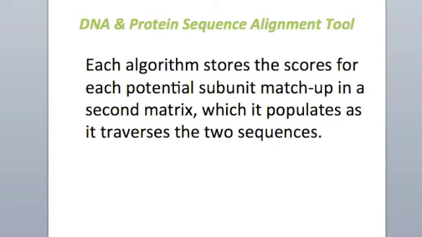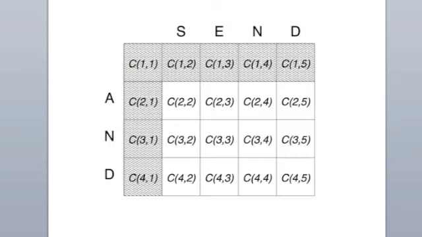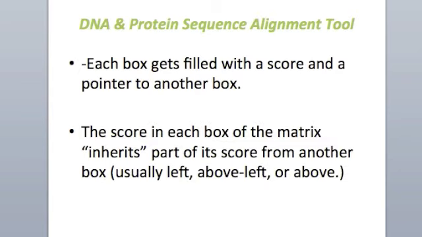So each algorithm stores the scores for each potential subunit matchup in a second matrix, which it populates as it traverses the two sequences. And so you can see a basic idea of what the second matrix looks like. Each box gets filled with a score and a pointer to another box. And the score in each box of the matrix basically inherits part of its score from another box, usually the box on the left, the box above left, or the box directly above.